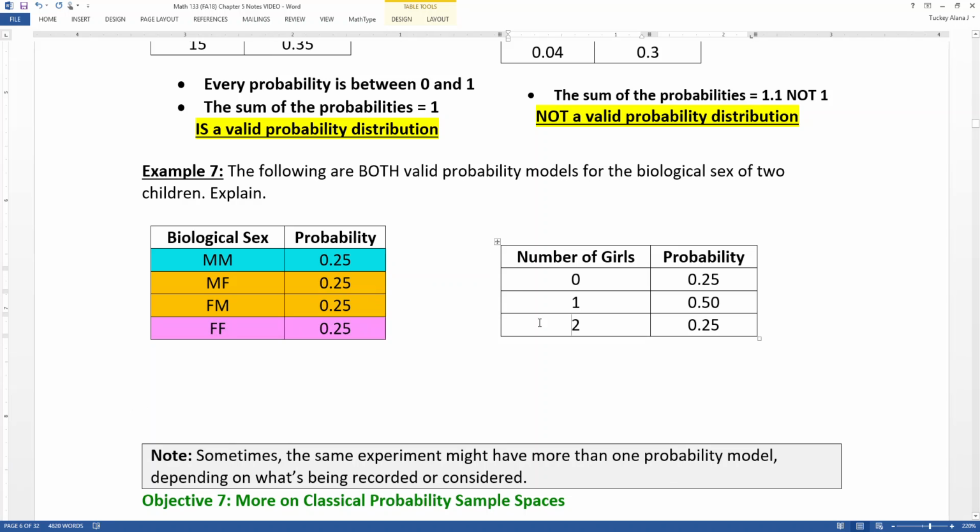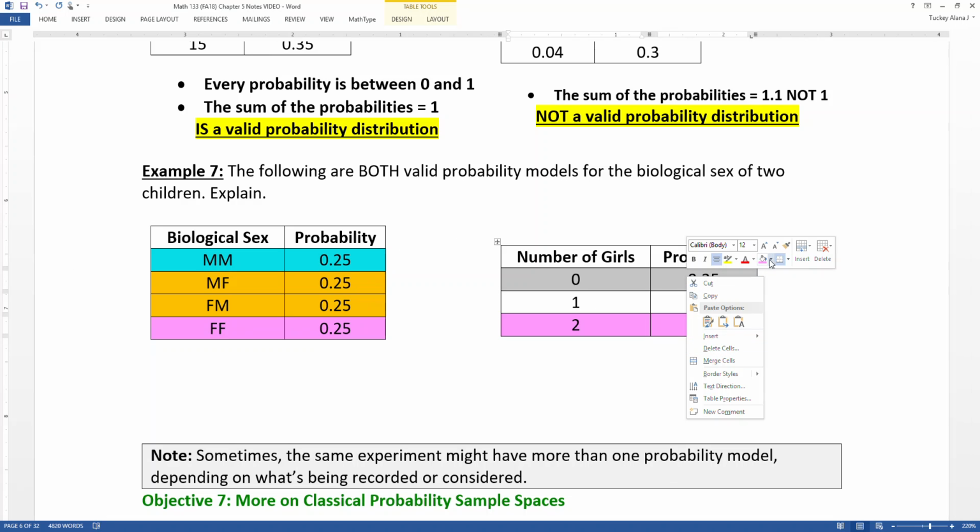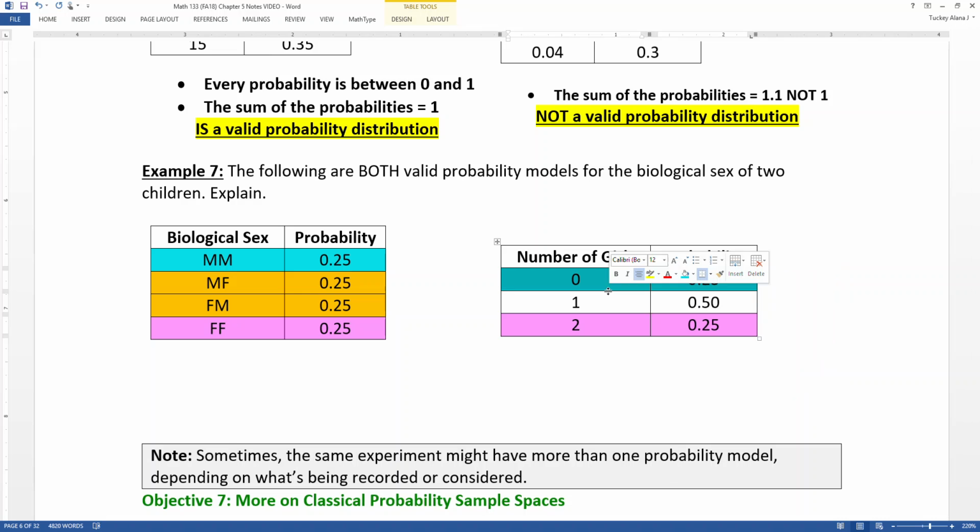So that's the same as FF right here. If you want to record the number of girls, that would be this group, right? So 2 girls. And if I want MM, that would be no girls, so that would be this group. And then the middle group would be the mixture, MF or FM, and that would be the orange group.